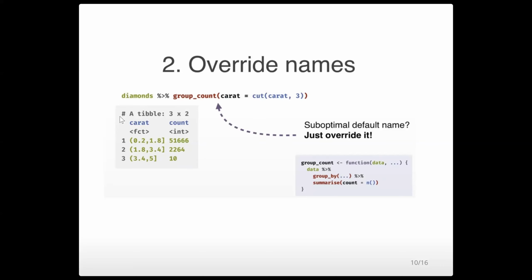So if we call it, this is what we would get. We would get the diamonds dataset now grouped by cut, and the way in which the original carat variable was broken was in 3 sections, in 3 pieces, which is what this expression does.